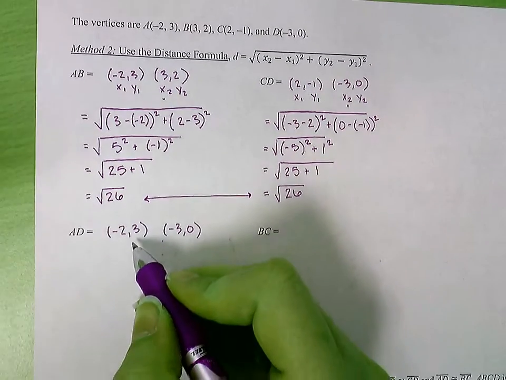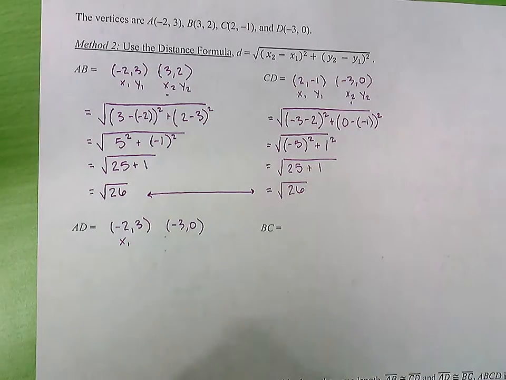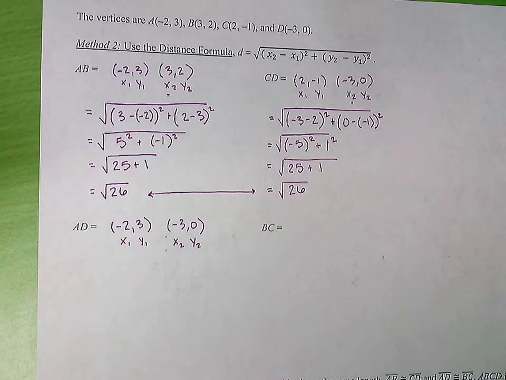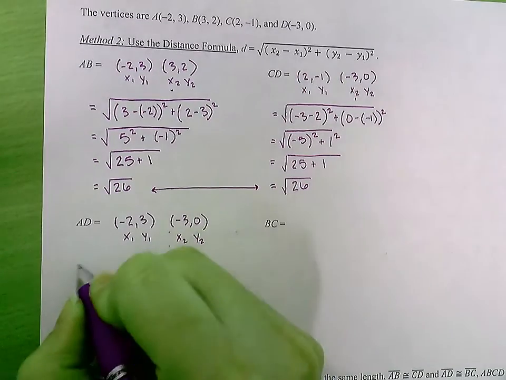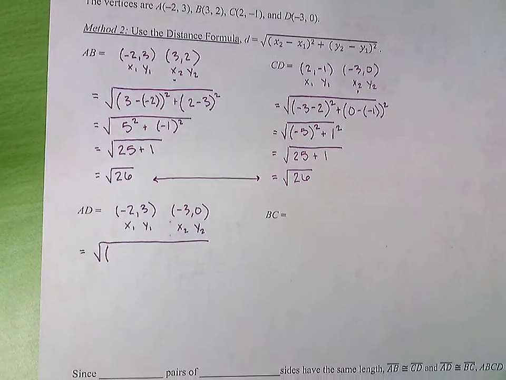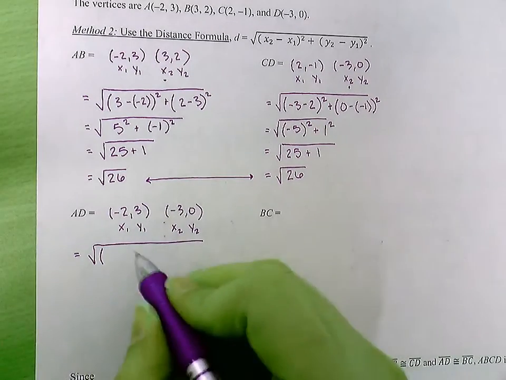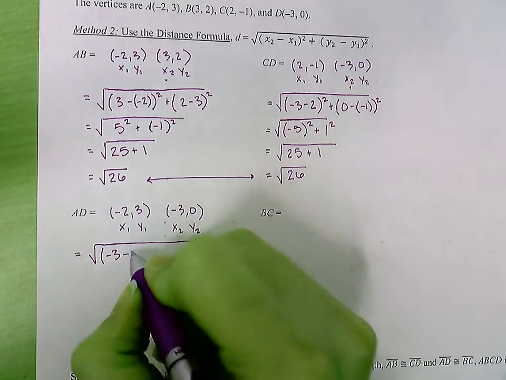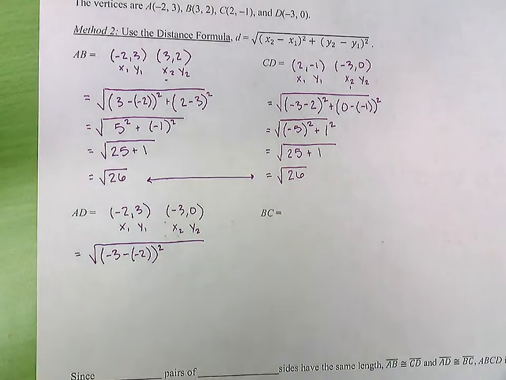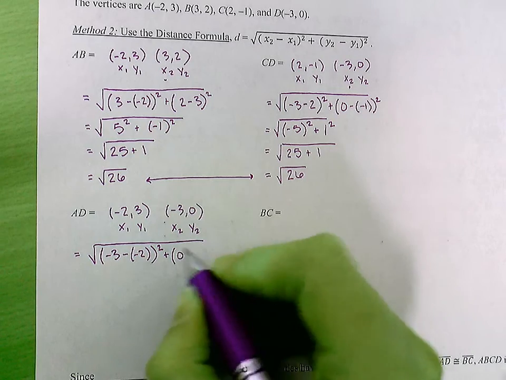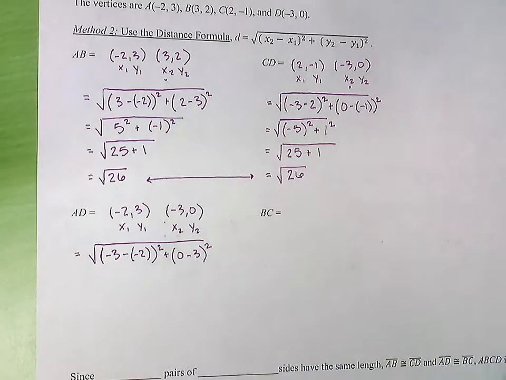Okay, I'm going to label those again. So I have x sub 1 and y sub 1, and x sub 2 and y sub 2. And again, I want to plug those into that distance formula. Okay, so I have the square root of -3 minus a -2, that's squared, plus y sub 2 is 0, minus y sub 1 is 3, that's also squared.